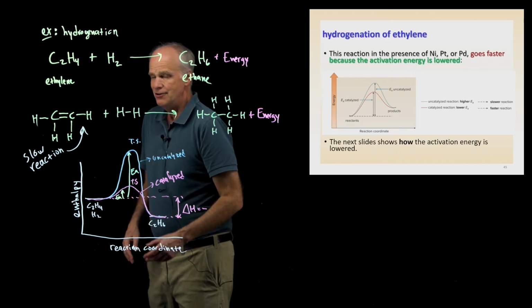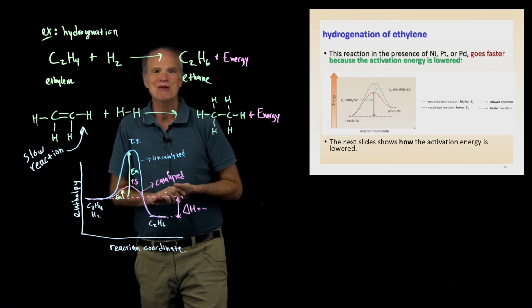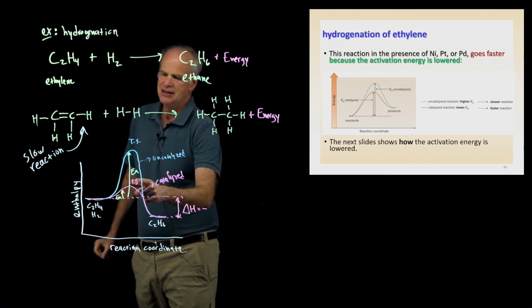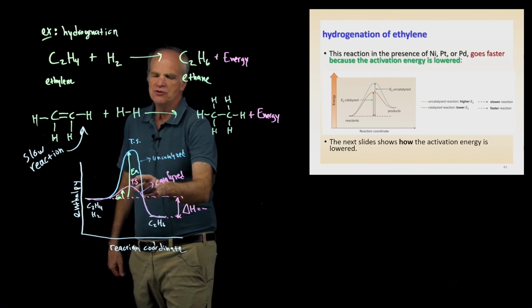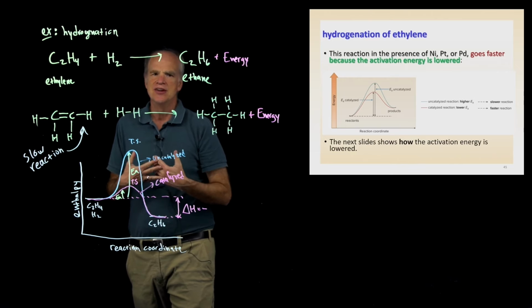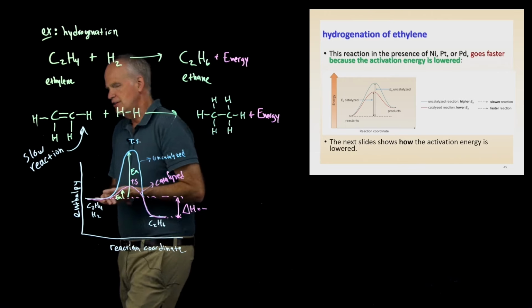Okay, so I wanted to explain to you the mechanism by which the metals cause this reaction to go faster. We know that in some fashion it's going to lower the energy of the transition state and therefore lower the activation energy, but what are the actual steps by which this metal catalyst does its job? So if I increase the slide.